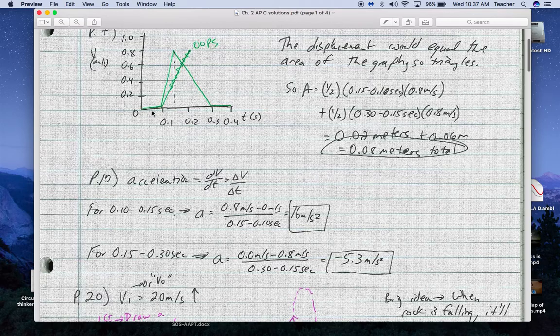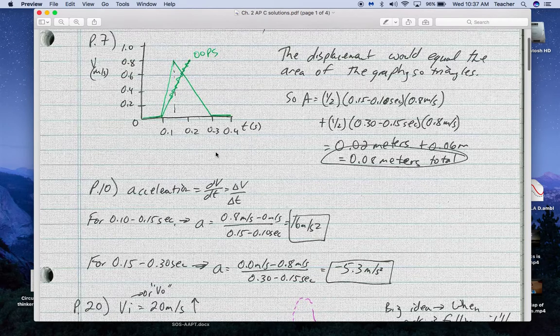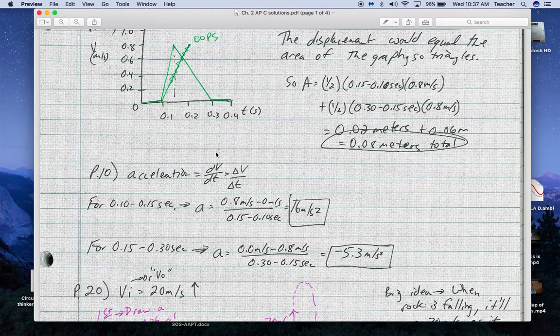during each region. Well, before 0.1 and after 0.3 seconds, there's no acceleration. Between 0.1 and 0.15, I need to get the slope of this graph, so that's dv/dt, or change in velocity over change in time. That's 16 meters per second squared, because that's only 5/100ths of a second. A way you could figure this part out conceptually is if it's taking 3 times the time to go back to 0 meters per second, the magnitude of acceleration would be 1/3 as much, but it's going to be negative. So if I take this number divided by 3, I get this number. It's got to be negative because it's a negative acceleration. Or you could simply do dv/dt again.